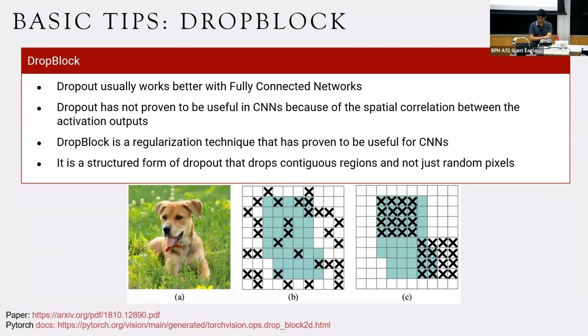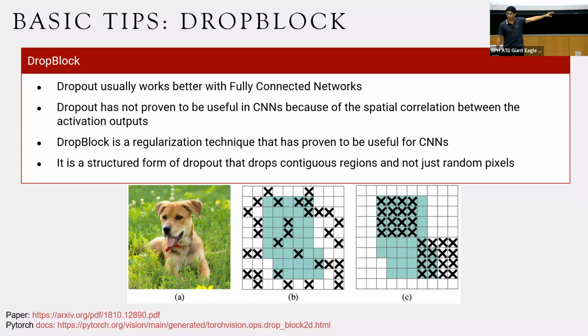Another regularization technique is called drop block. I believe everyone has encountered dropout in homework one. If you use dropout 2D, there is one drawback. It's random and it eliminates the spatial correlation between pixels. If I have an eye here, and there is some correlation between the neighboring pixels, and I remove that, the model might not learn that there is an eye here and this is supposed to be an animal. So that's a drawback for dropout 2D.